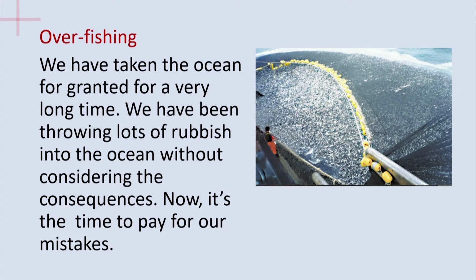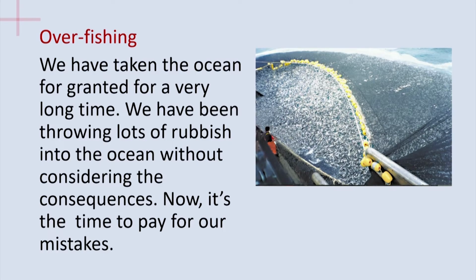Overfishing. We have taken the ocean for granted for a long time. We have been throwing lots of rubbish into the ocean without considering the consequence. Now is the time to pay for our mistakes. Due to indiscriminate fishing, numerous fish species are on the verge of extinction. A decline in biodiversity poses problems to the life species. Further, illegal wildlife trade has a substantial impact on animals such as sharks, seahorses and pangolins. All these are becoming critically endangered species.